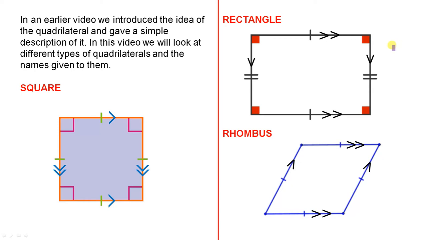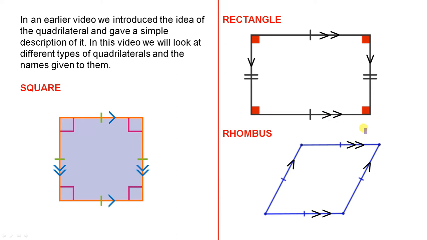The next one is the rectangle. It's similar to a square except that only the opposite sides are equal in length. Everything else is the same, where you have four angles that are 90 degrees and the opposite sides are parallel.